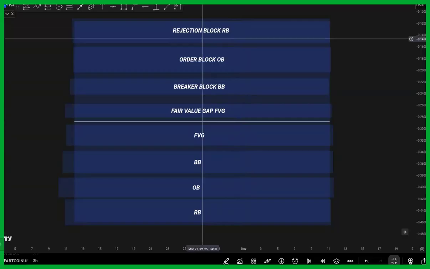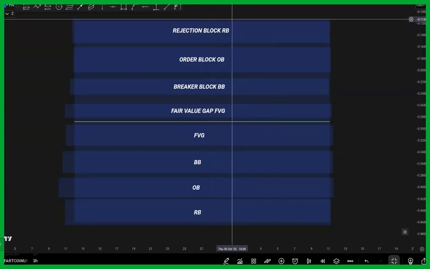Once price breaks above or breaks below a rejection block, it means that price has disrespected that zone. That's where you most likely start seeing a market structure shift at that particular area, or you see a break of structure at that particular area, indicating the formation of a new trend or the continuation of the already known trend. So that's basically what the rejection block is all about.